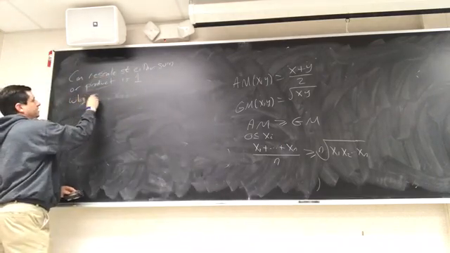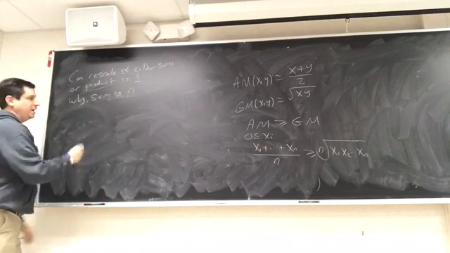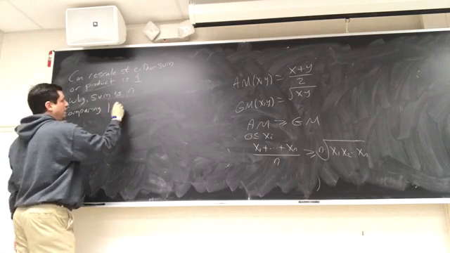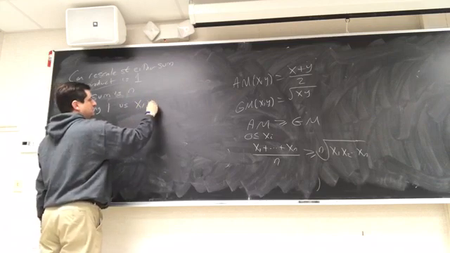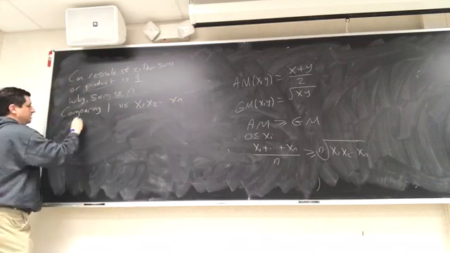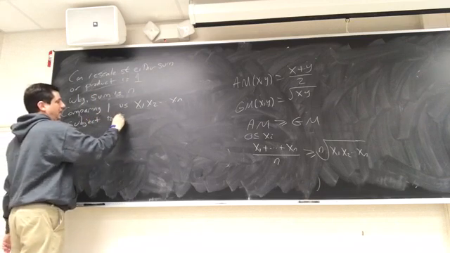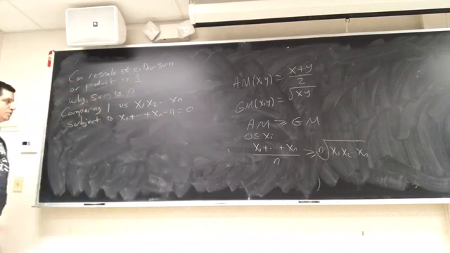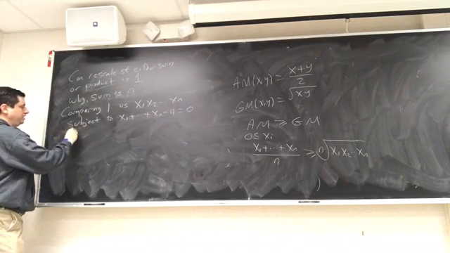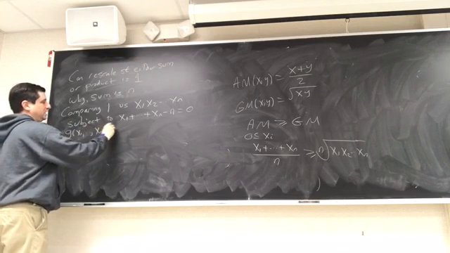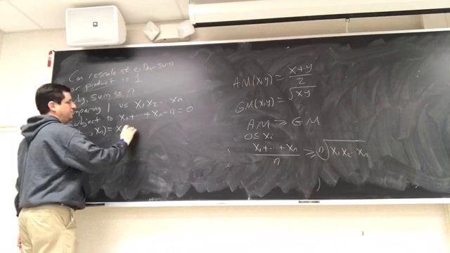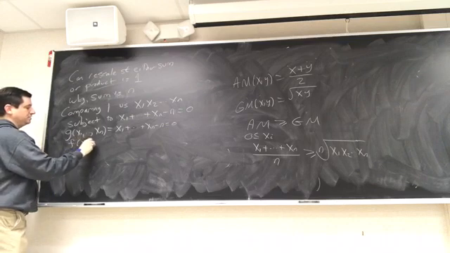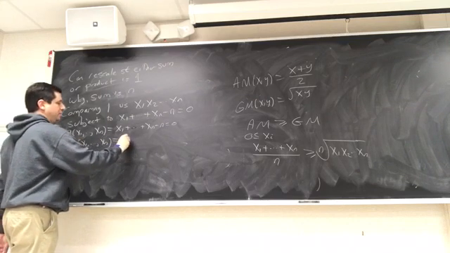Without loss of generality, the sum is n, and now we're comparing 1 versus the product, subject to x1 plus through xn minus n equals 0. So I have my function g, my constraint, which is x1 plus dot dot dot plus xn minus n equals 0. The function I want to maximize is going to be their product.